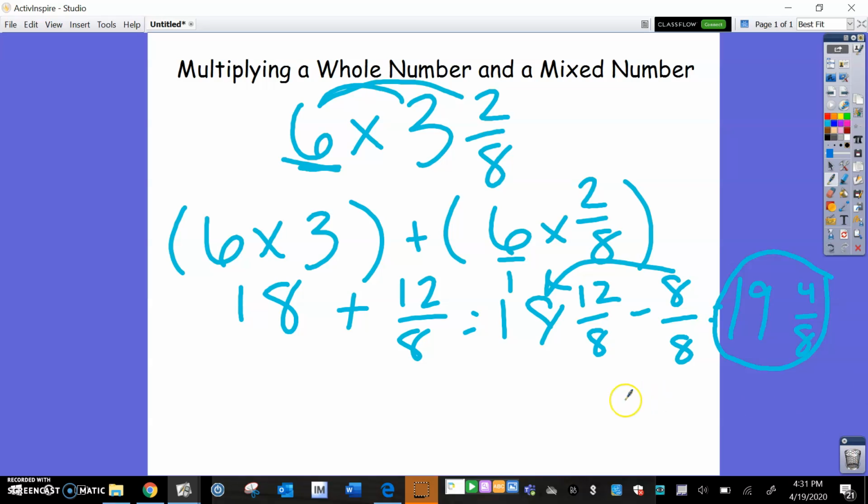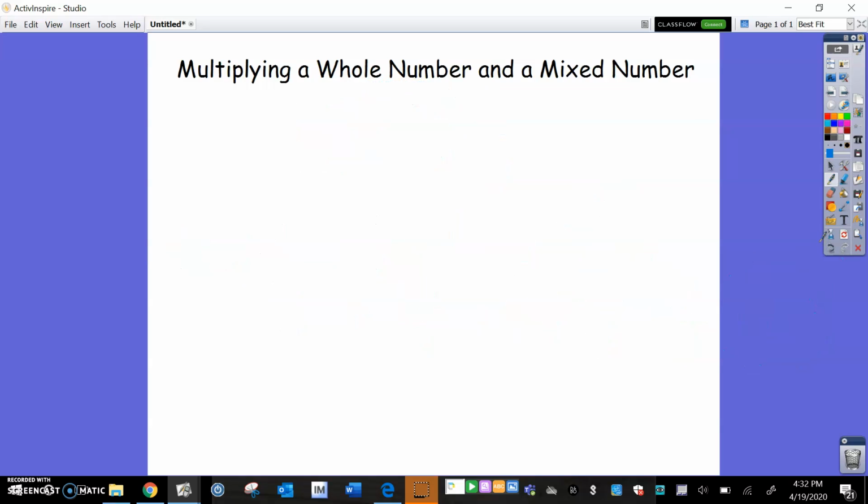Okay, make sure that you have this, and if you're not sure, then pause this now and see where your problem happened before we go into the next problem. Right, I'm erasing in 3, 2, 1. All right, so your next practice problem is 4 times 5 and 4/9. Go ahead and pause this video now so you can solve this problem.